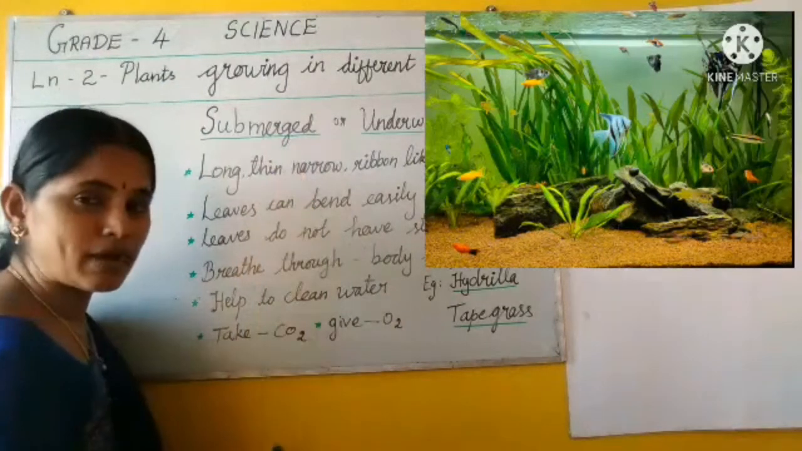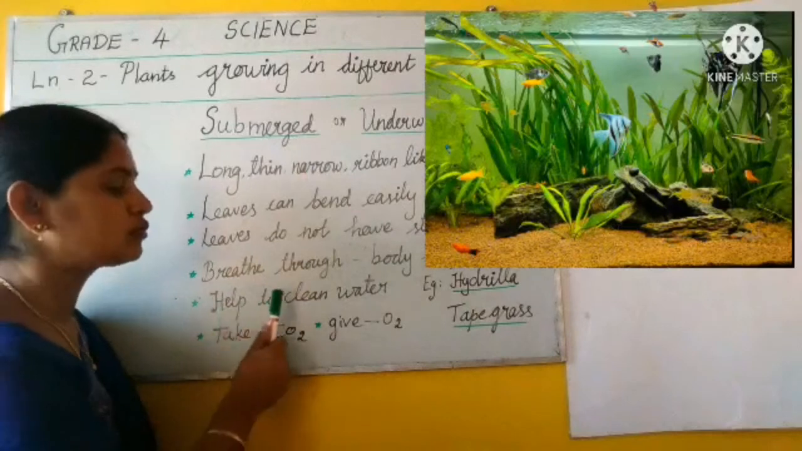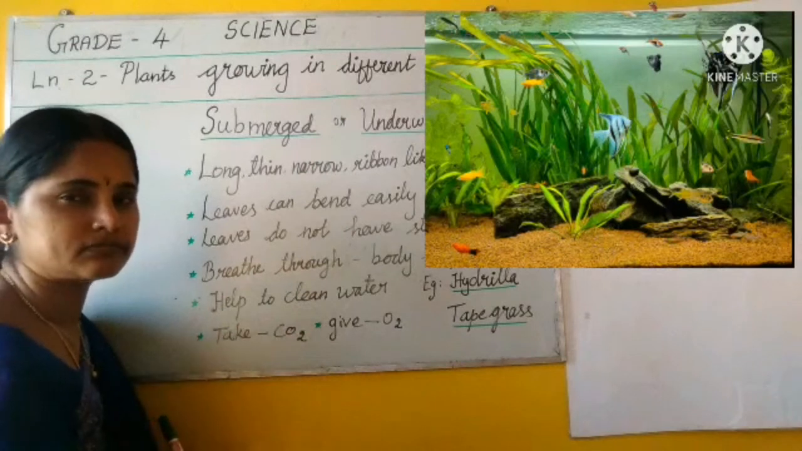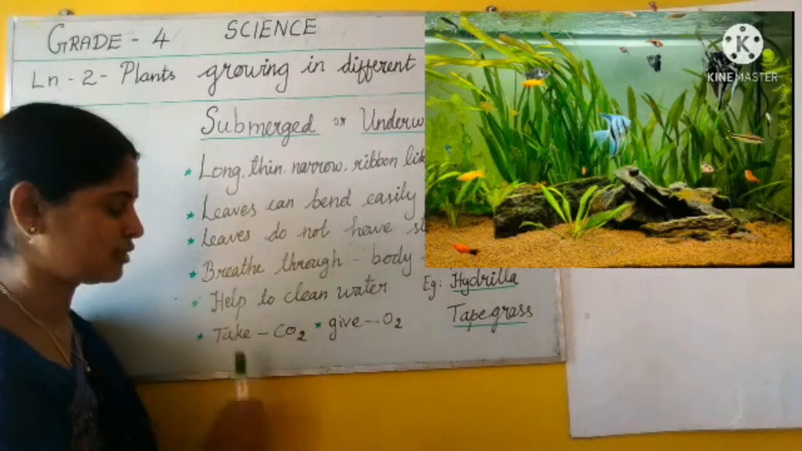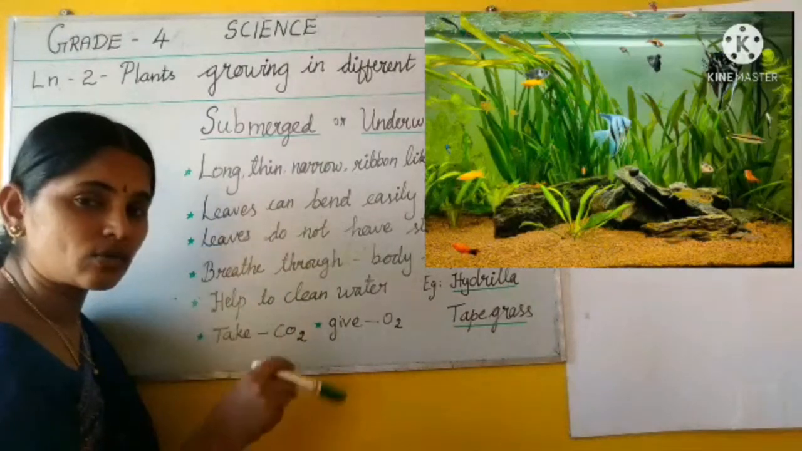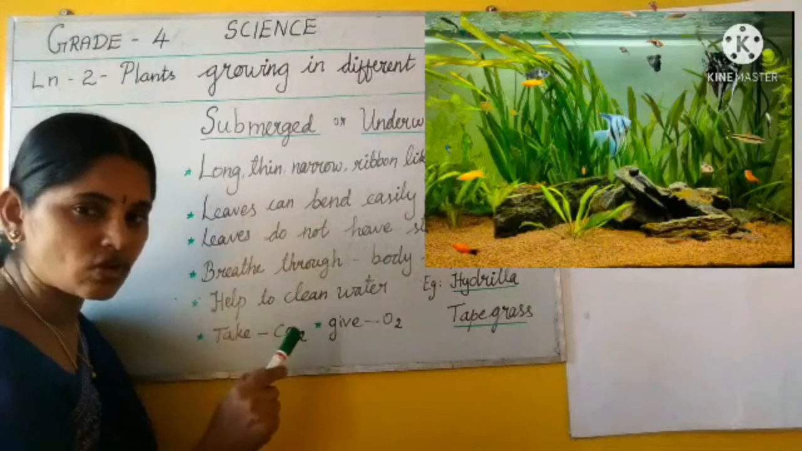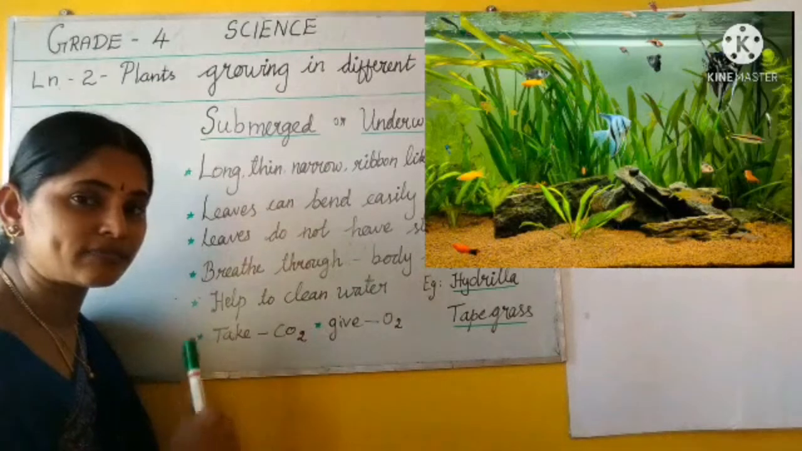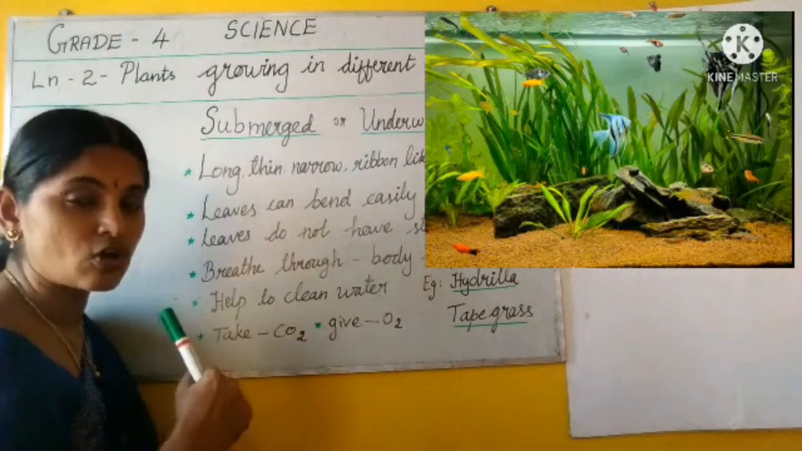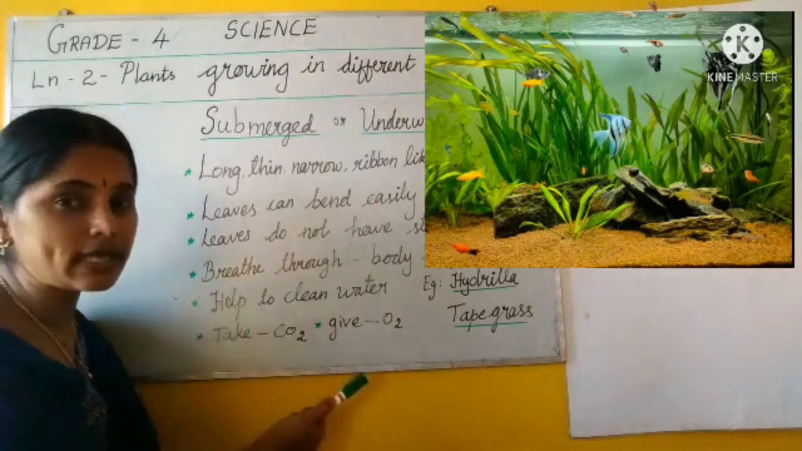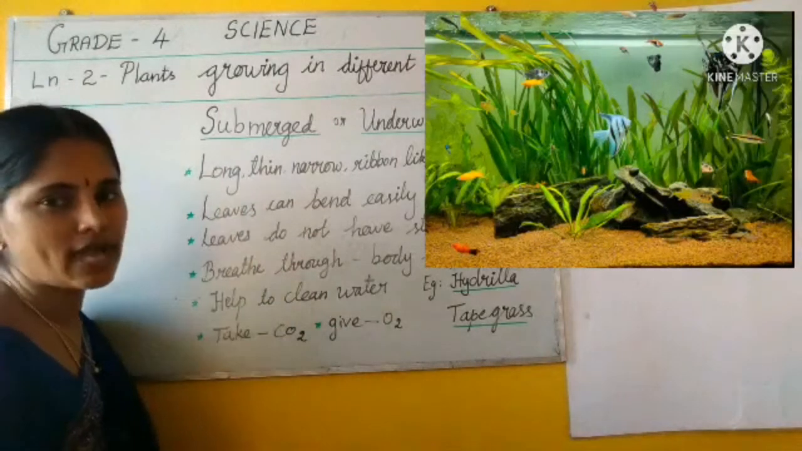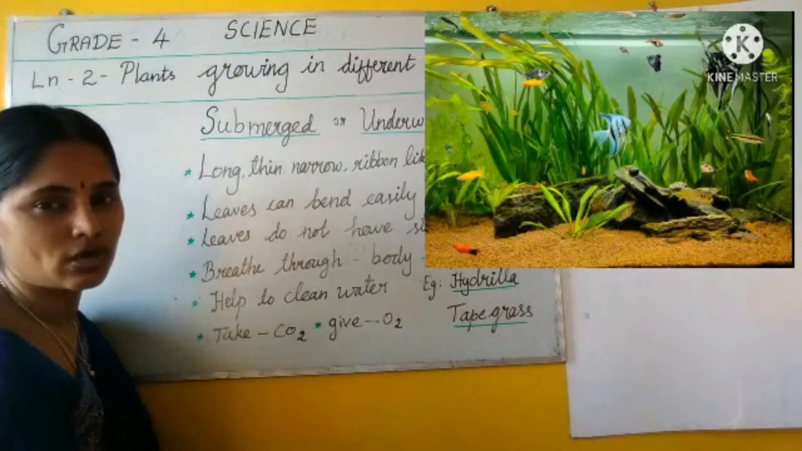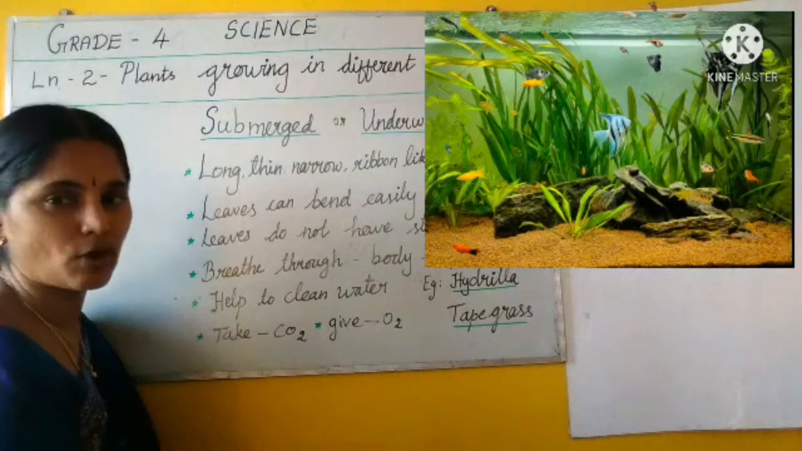So these submerged plants help to clean the water. How can we say that? Because there are water creatures here. Small animals are there in the water. What gas do those animals breathe? They need oxygen to breathe, isn't it? So that oxygen is given out by these submerged plants. In this way, they help to clean the water and they help the animals to breathe properly.